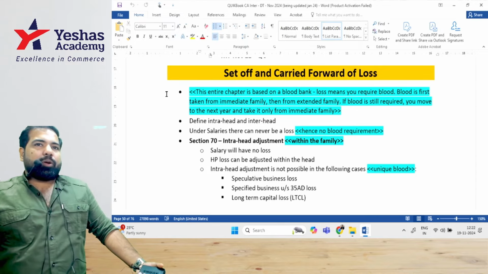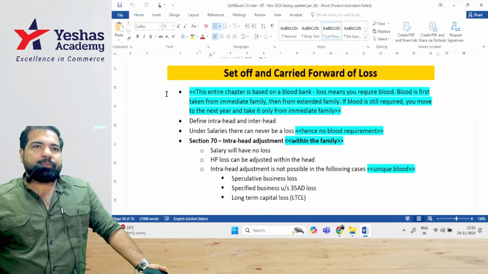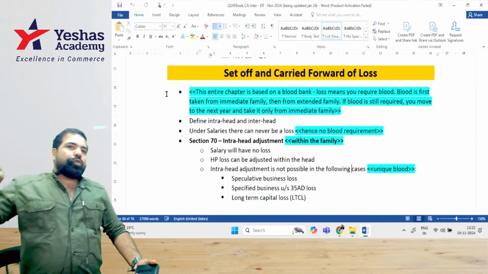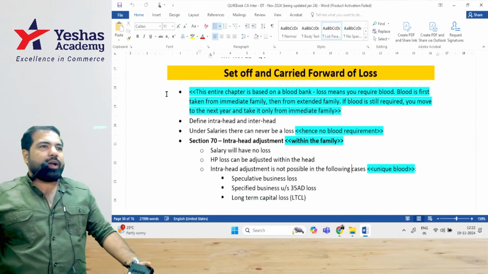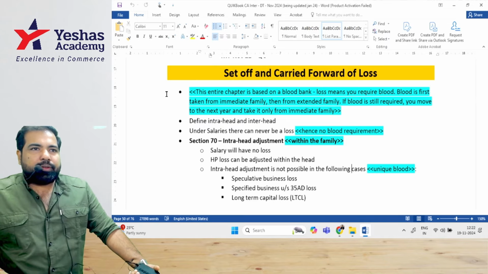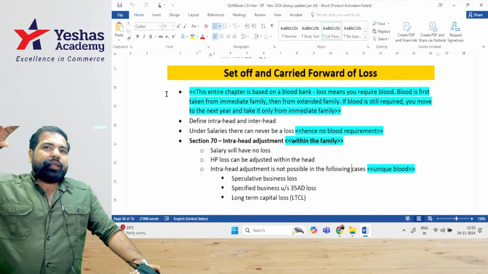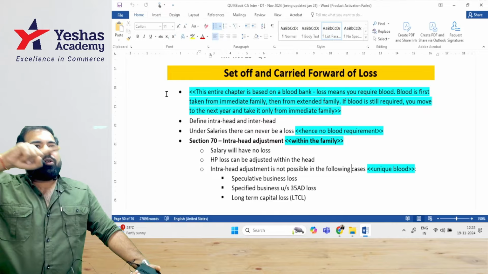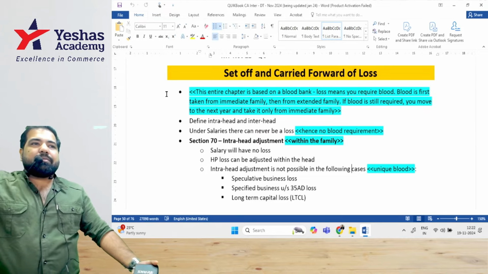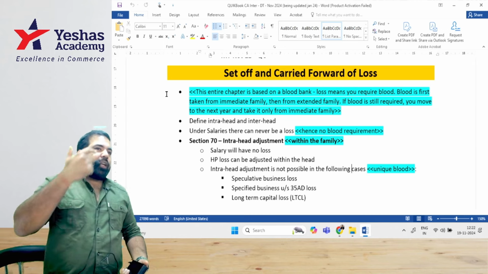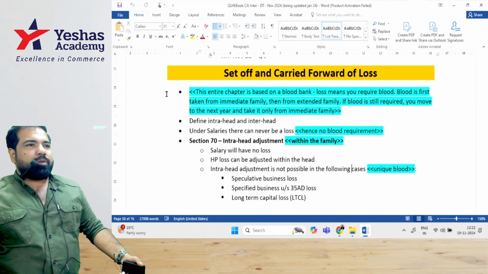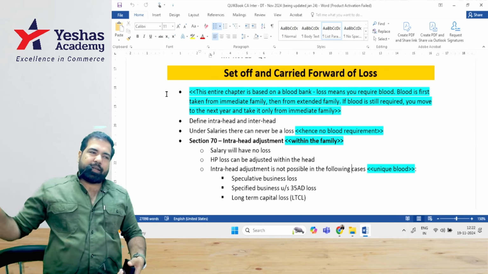Great, guys. Now step number two. You tried taking help from your family, but now family is not enough, so you go outside. Salary will never require to go outside. House property. House property is friendly, but shy. So that means it can go to any head, but maximum up to 2 lakh. If they take 2 lakh from salaries, can they take 30,000 from other? No, no, no. Maximum 2 lakh aggregate.